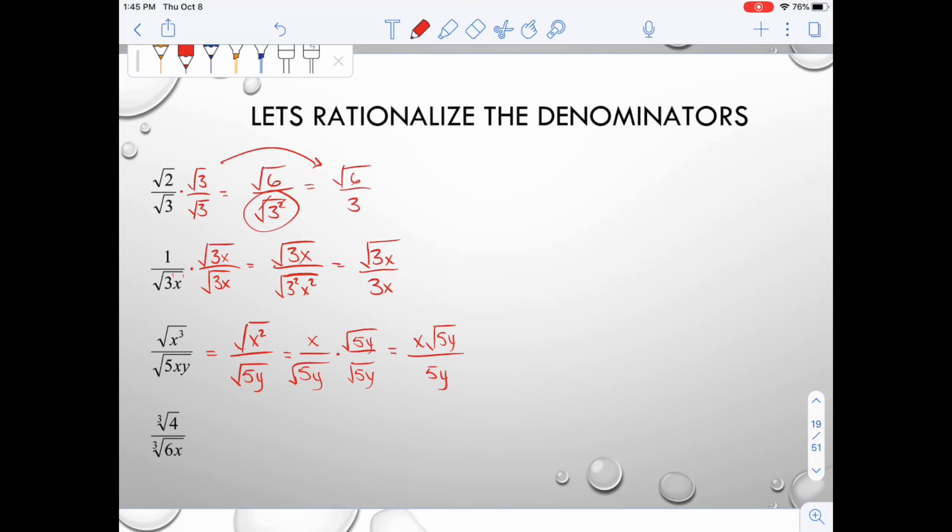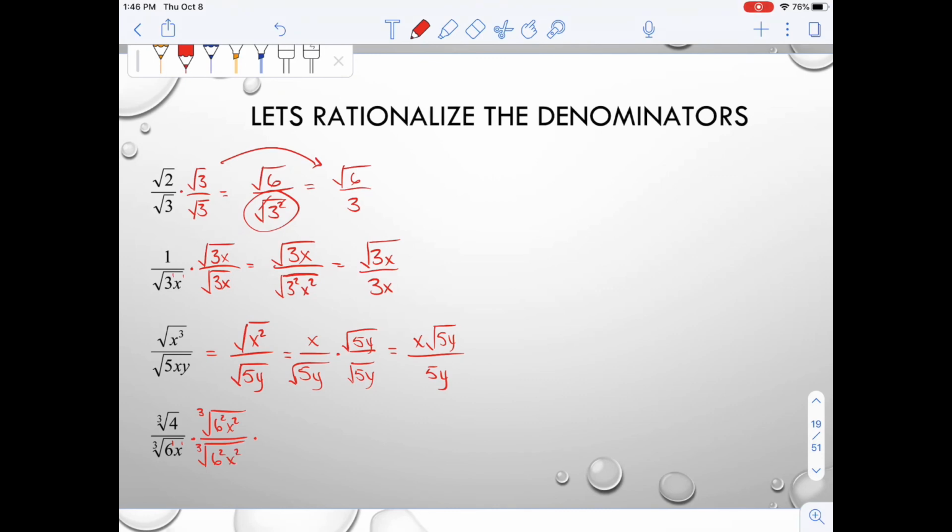In my next example, here I have the cube root of 4 over the cube root of 6x. There's nothing that's going to reduce here in terms of cube roots. So right now I have 6 to the first, x to the first. Breaking 6 down into a prime factorization isn't going to help me. It's not a number already to a power. So I'm going to multiply here by the cube root of 6 squared x squared. I'm going to leave it that way for right now for a reason. Over the cube root of 6 squared x squared.